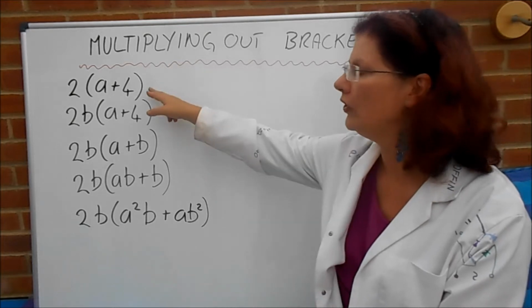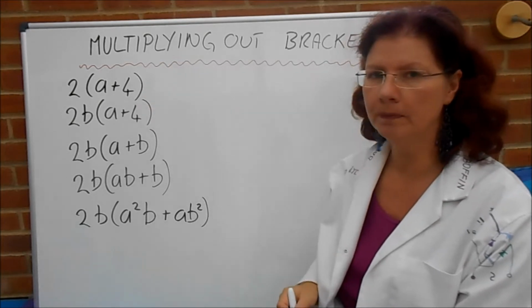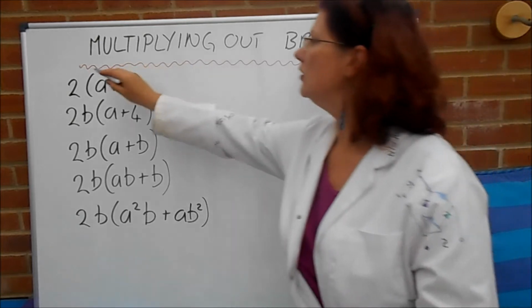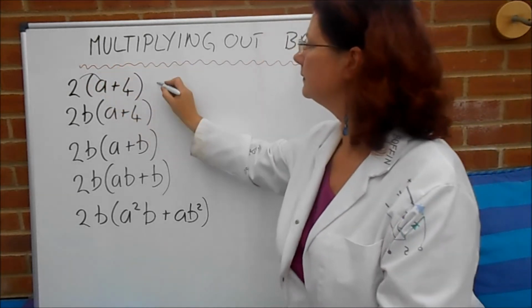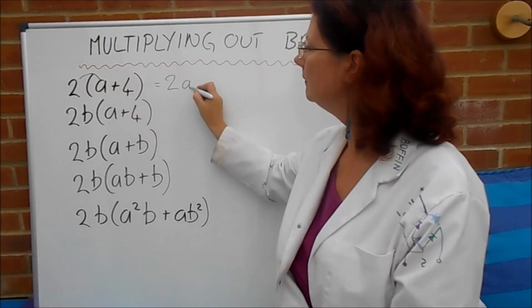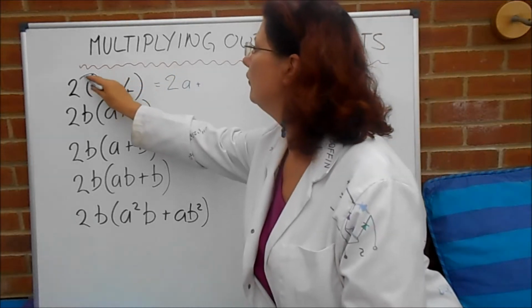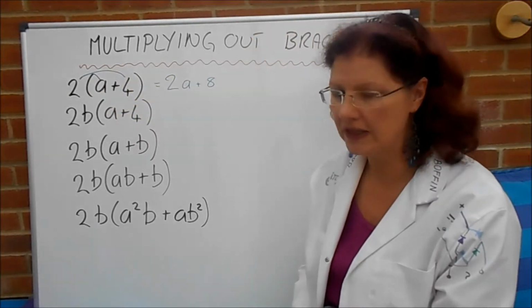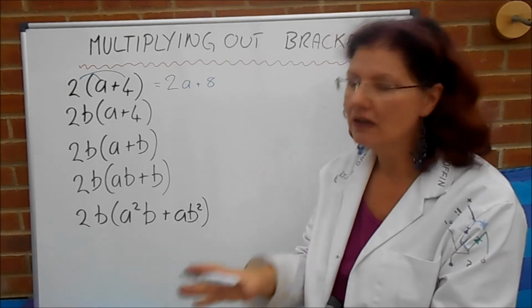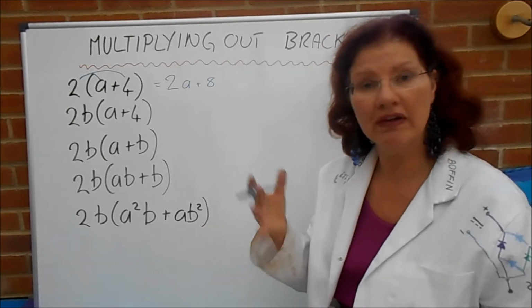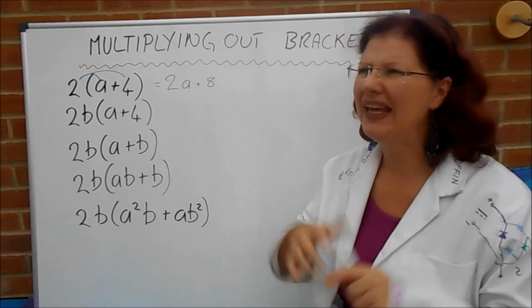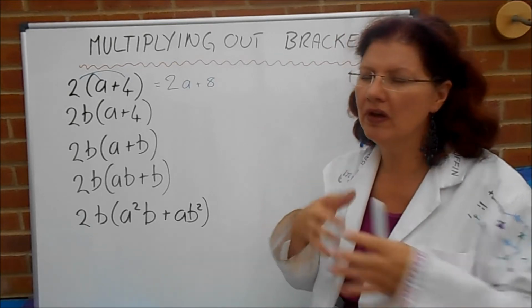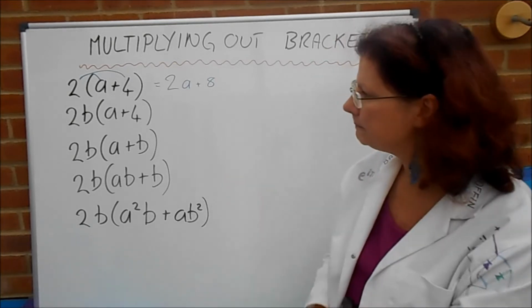We've got two lots of a plus 4. So just two lots of this. Two lots of the a, 2a, and two lots of the 4, 8. Easy peasy. If you don't get that, go and look at some of the earlier videos where I explain how to do this. They're at the end of simplifying algebra and at the beginning of multiplying out brackets.